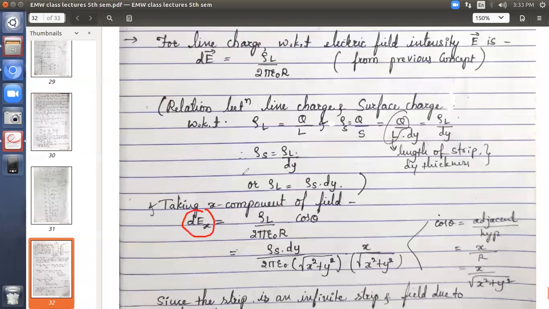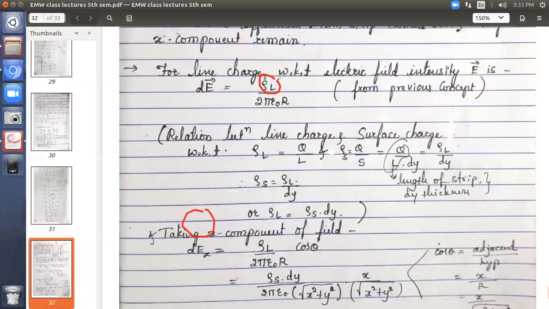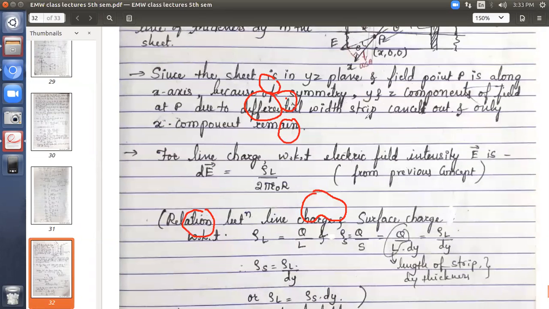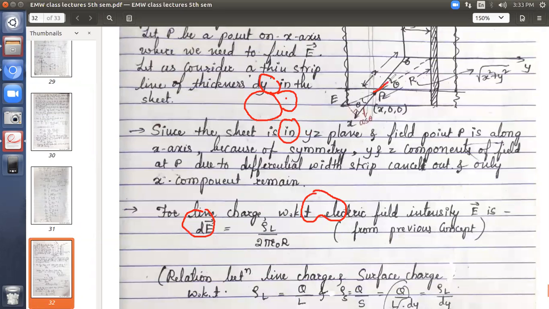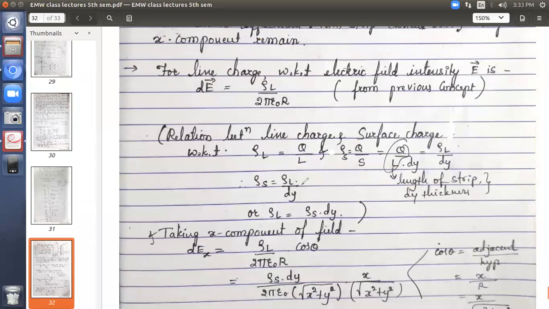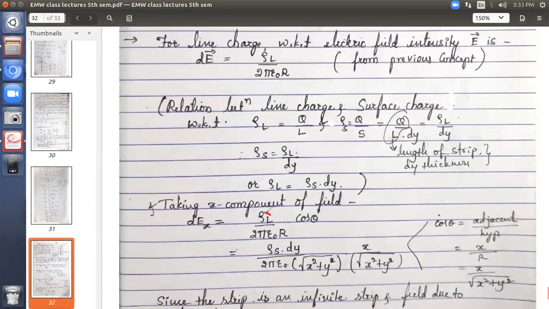So dEx will be rho L, and instead of rho L, I will put rho S dy, over 2 pi epsilon naught into R. Why have I changed this to capital R? If you see the figure, the distance between the strip and the point is capital R. So I have changed it according to my figure, the sheet charge figure. Accordingly, I have changed it. Now you may wonder why I have considered cos theta here.